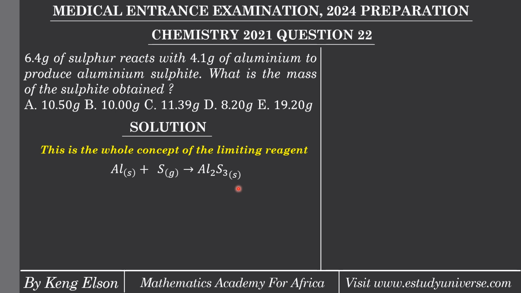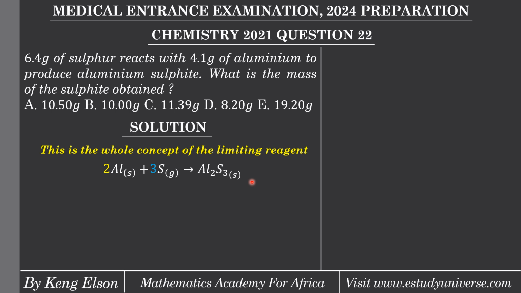So to have the balanced chemical equation, there are 2 atoms of aluminium on the right hand side, so we have to put 2 in front of aluminium on the left hand side so that the number of atoms are balanced. There are 3 atoms of sulfur on the right hand side. On the left hand side there is just 1, so we place 3 in front of sulfur to balance the number of sulfur atoms. So this is what we call a balanced chemical equation.